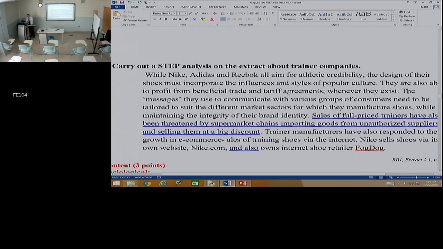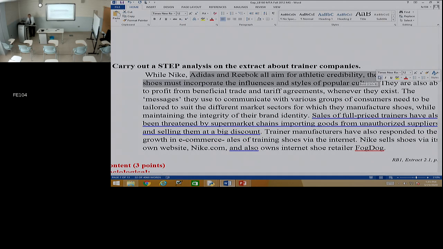But directly, it's what? It's social. The message they use with various groups of customers is social, okay? Another social example here: Adidas and Reebok, popular culture. This is again another example of social.